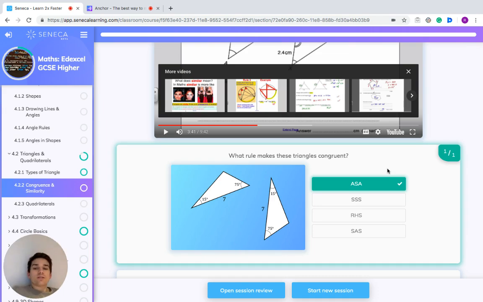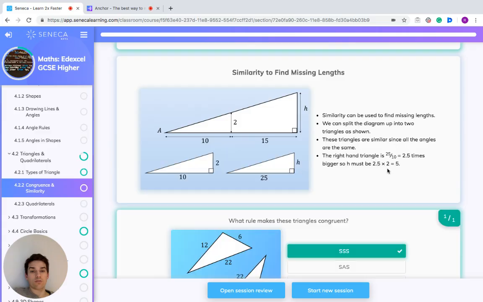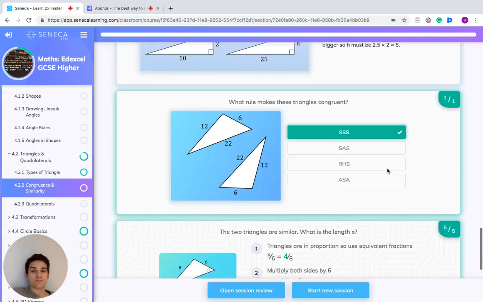So if we've got a triangle with an angle, another angle, and a side in between, and that's the same between a triangle and another triangle, we can use the ASA, or angle side angle rule, to tell that it's congruent. And likewise, if we've got three sides of the same length, we can use the SSS, or side side side rule, to tell you that those triangles are congruent.